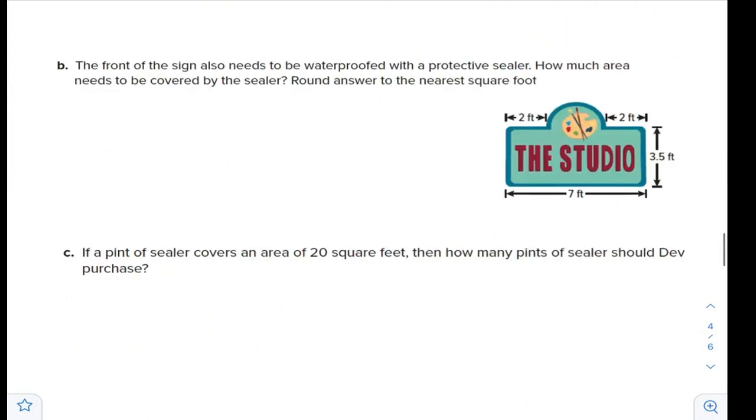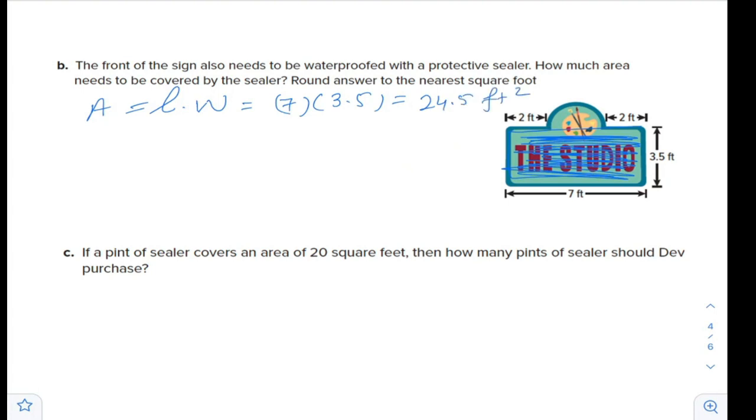The front of the sign also needs to be waterproofed with a protective sealer. How much area needs to be covered? Now, for the same shape, we need the area. Area will be the area of the total rectangle, which is length by width. The length is 7 times the width is 3.5. So 7 by 3.5 is 24.5 feet squared. Plus the area of the semicircle.